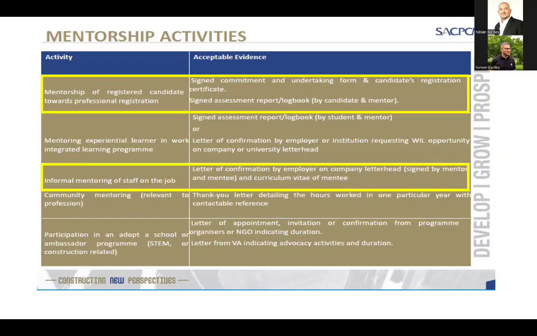That's a very simple thing, but what's important, please remember that it must be on a company letterhead. It cannot be on a self-developed document. It must be on a company letterhead where the mentee and you as the mentor will both sign, and it also needs to be signed by your human resources officer or manager. That's to verify that, yes, this is the individual we are doing informal mentoring of staff with, as I mentioned.